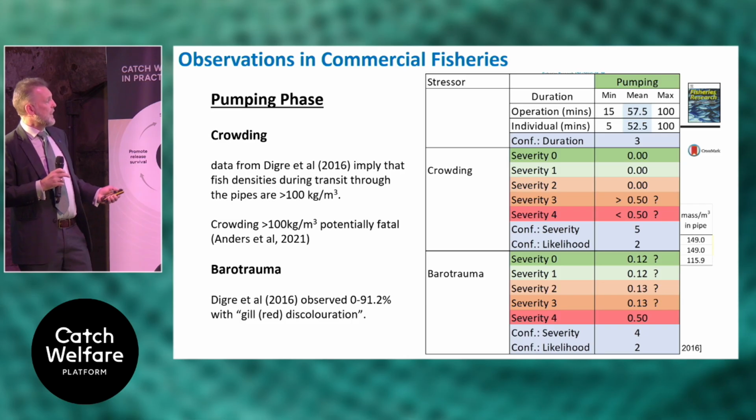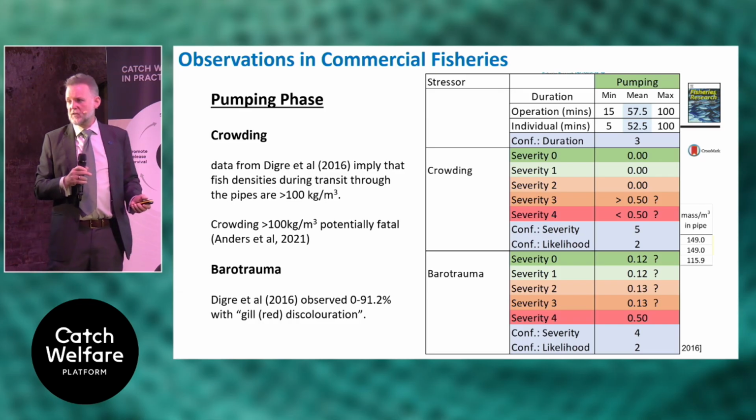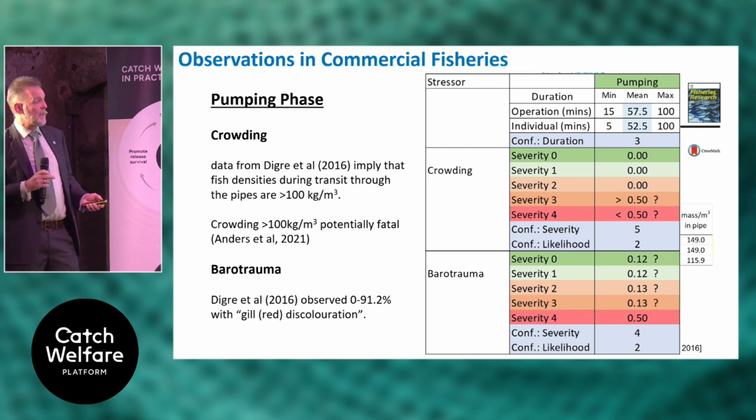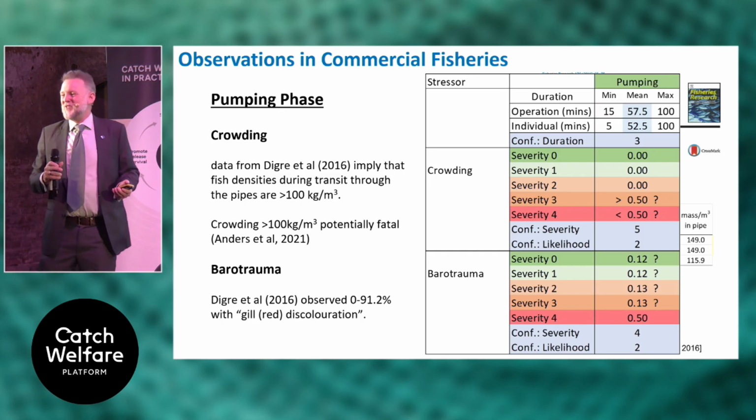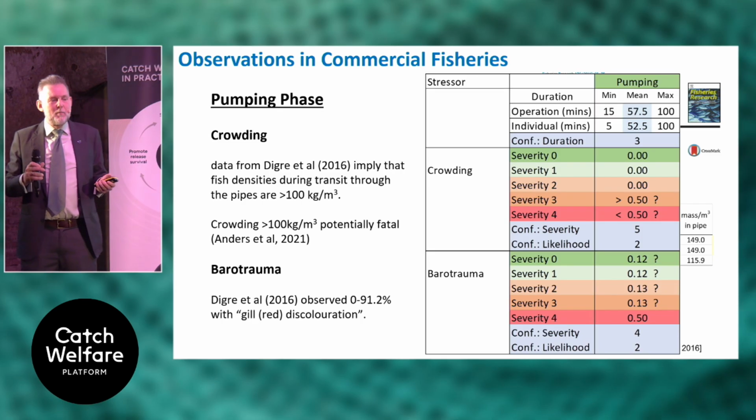With barotrauma, they looked at barotrauma injuries. They recorded them, but at a rather coarse level. So they were just saying gill discoloration, which is actually gill hemorrhages. So we know that's severe, and they just reported between 0 and 91%, which really is not, yeah, we need a bit more precision than that.